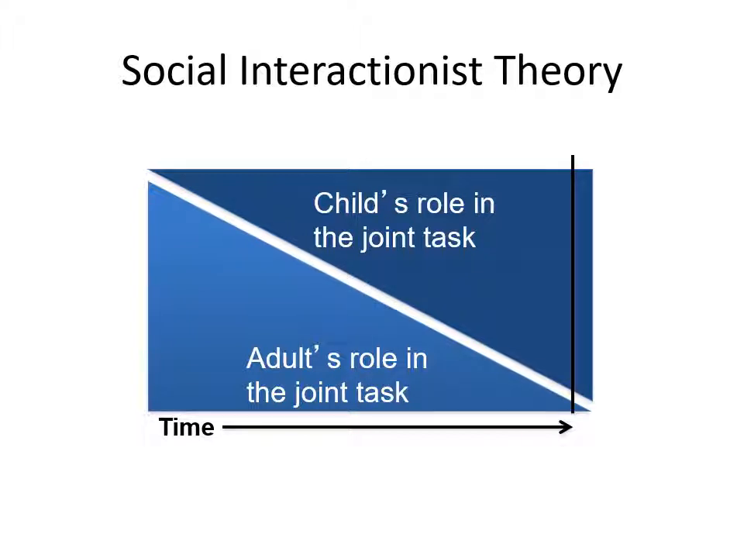Then, as the child gets really good at the task, much more independent and competent at the task, notice that the line is almost fully in the child's role, and the adult is just there helping out if need be. We're not doing as much in the task at this point. Most of the task is being accomplished by the child, him or herself.